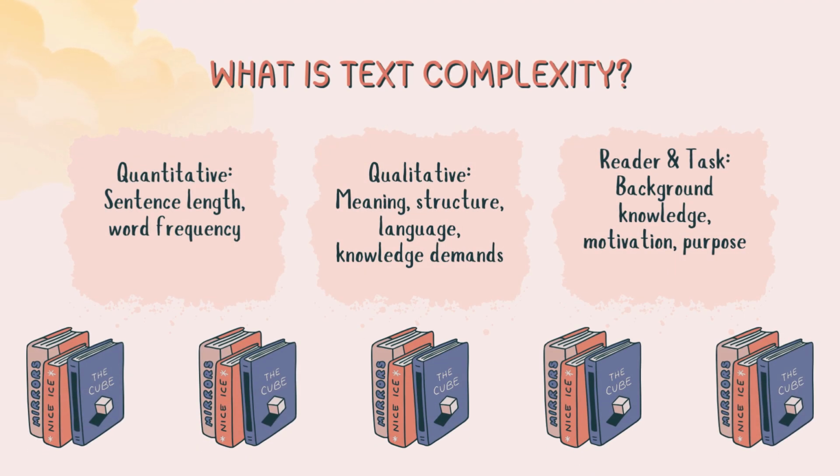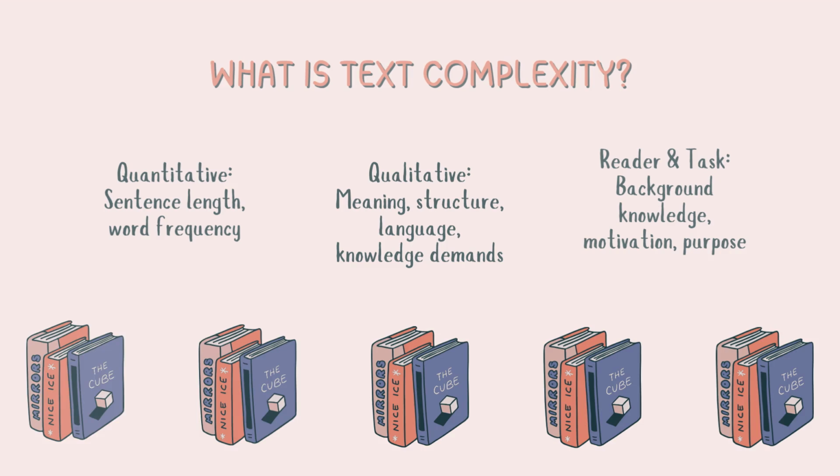Text complexity is made up of three important parts. First, quantitative complexity, which includes things we can measure like sentence length and word difficulty. Second, qualitative complexity, which looks at meaning, structure, language, and how much background knowledge a reader needs. And third, reader and task, which considers the student's background knowledge, motivation, and the purpose for reading. So text complexity isn't just about how hard a text looks, it's also about how a reader experiences and understands it. Which of these do you think is the easiest to assess?